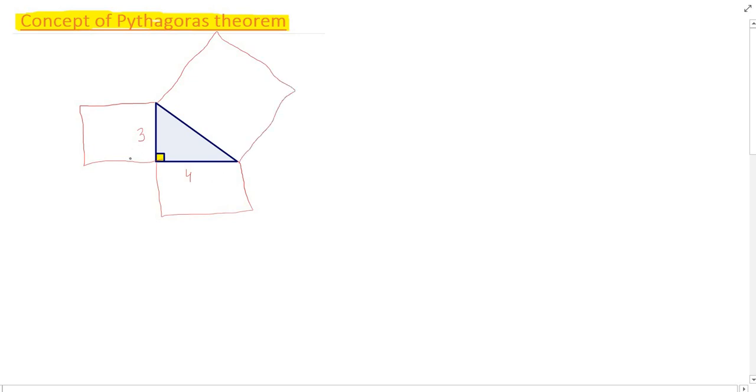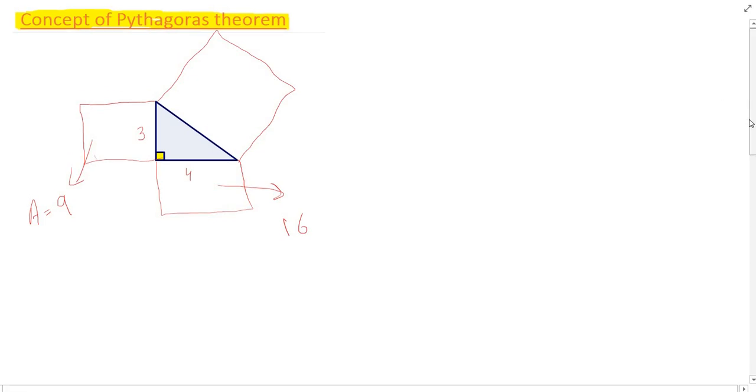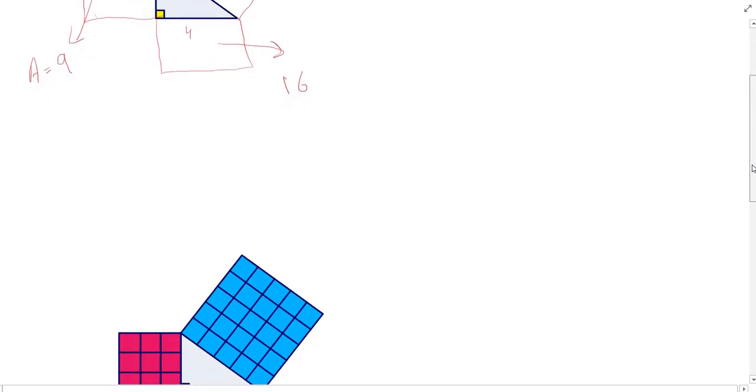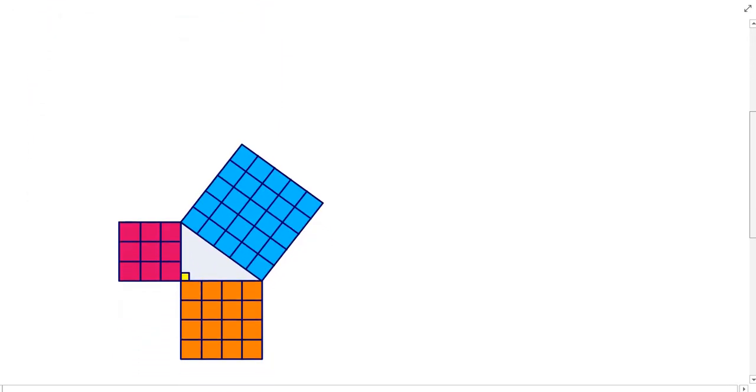if we find the area of this square, it's going to be 9, and the area of this square is going to be 16. So how do you find the area of the third square? We need boxes. So in my other slide, scroll down, I just drew this square.